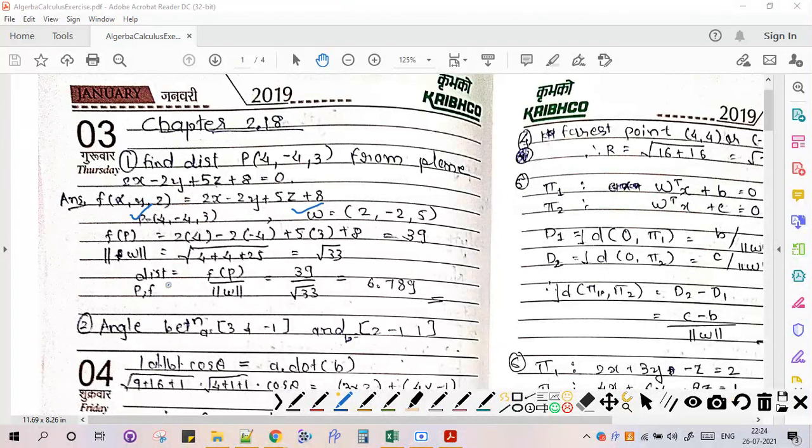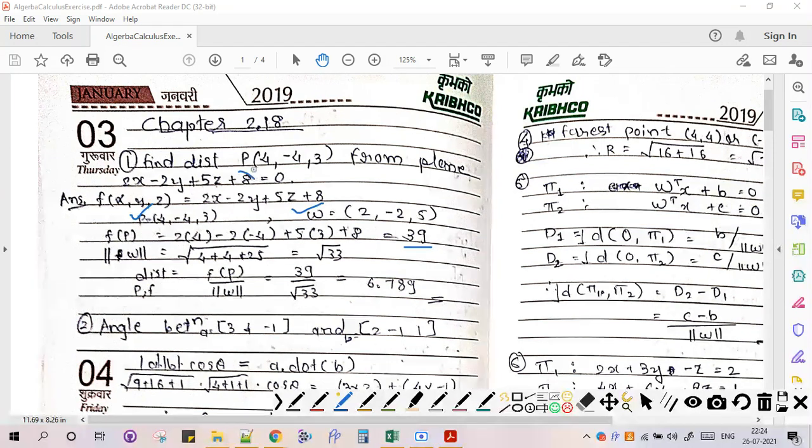Now it is trivial. How to calculate the distance? Distance is nothing but f of p divided by the norm of w. So f of p is nothing but just put 4, minus 4, 3 here. So 4 multiplied by 2, minus 4 multiplied by minus 2, 5 multiplied by 3, plus 8. So I got 39. What is mod w?